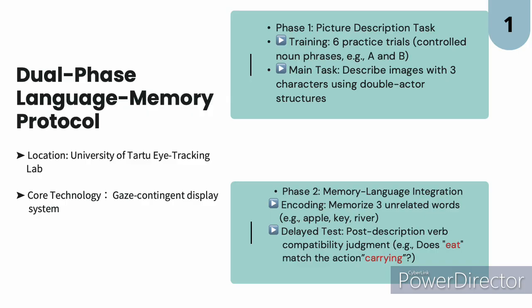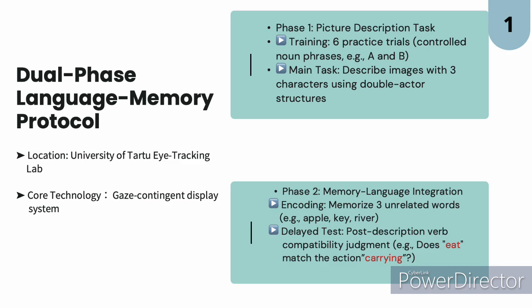The author conducted this research at the Eye Tracking Lab, the University of Tartu in Estonia, using a key technology called the Gaze Contingent Display System to ensure strict experimental consistency. The experiment had two phases. In phase 1, participants performed a picture description task.